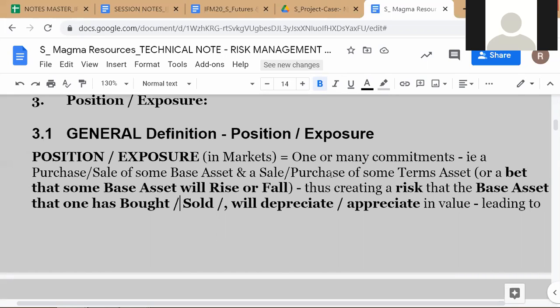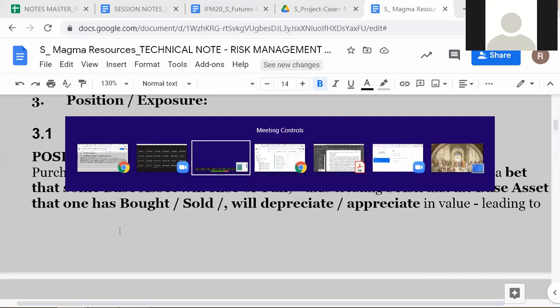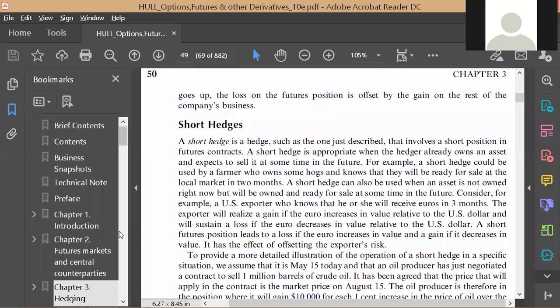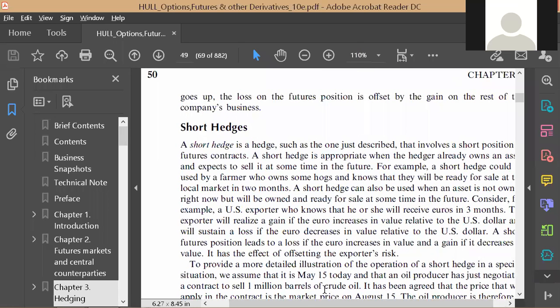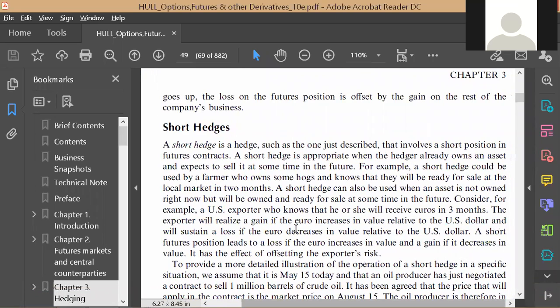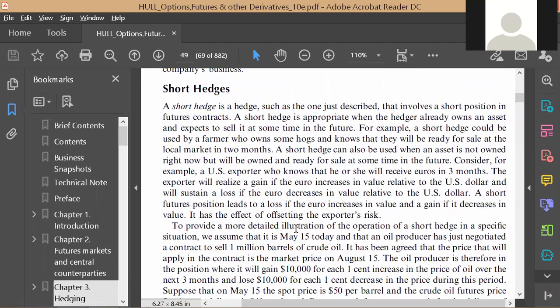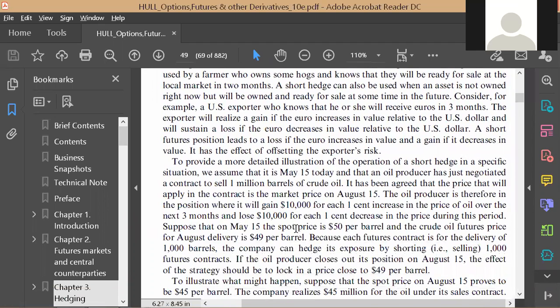Now I think we should expand the definition a little bit, because technically when we do a transaction in futures contracts, for instance, when we buy oil futures, so you see an example here. We'll still use these 3.1, 3.2 examples. Okay. So when he's talking about, let's say here, okay.